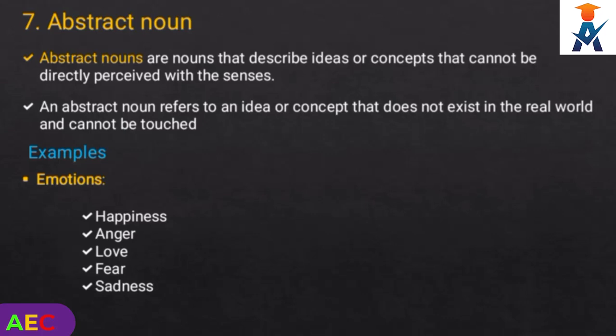So we use abstract nouns to express emotions like happiness, the state of being happy, anger, love, fear, and sadness. These are emotions, and we use abstract nouns to express emotional things.